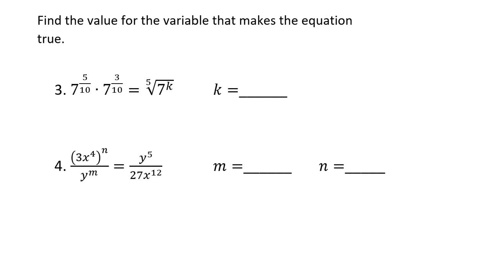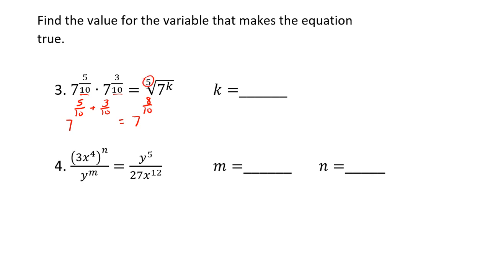All right, continue with the same type of problems. This time we need to figure out what this k value is. So I can see that I need to rewrite this as a radical. So first I look to see if the denominators are the same, and they are. So combining these two will be pretty easy. So I'll have 7 to the 5 over 10 plus 3 over 10. That's going to give me 7 to the 8 over 10.